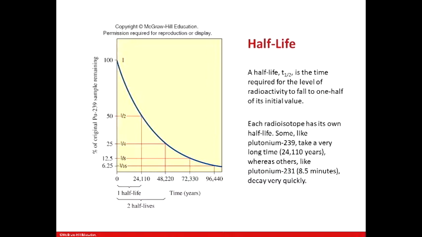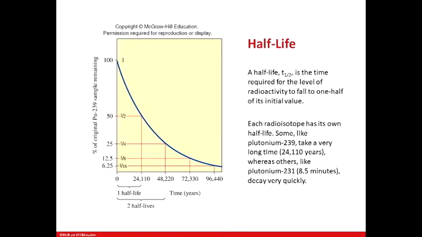Okay? So half-life, and we're going to show what these are, and it's going to show you why it's so important that we understand nuclear chemistry. A half-life is the time required for the level of the radioactivity to fall to 1/2 of its initial value. You get it? To 1/2, and that's all. That's what it means. You want to memorize that definition.